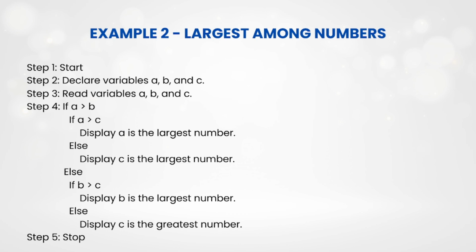So, if a is not greater than b, then compare b with c. If b is greater, display that b is the largest. Otherwise, display c is the largest. Okay? Then the final step is step 5, which is we stop. So this algorithm shows how decision-making steps are written to solve comparison problems.